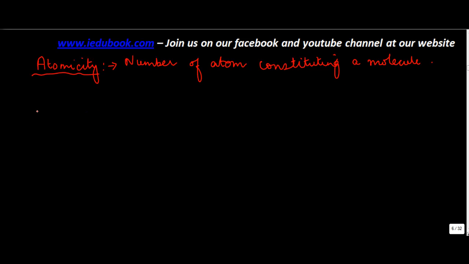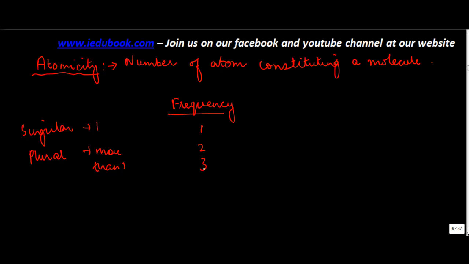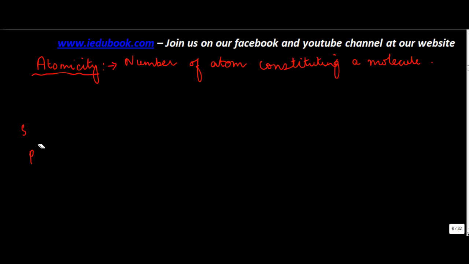Now, you would have seen that when you read English, you have singular and you have plural. Singular is one, plural is more than one. Similarly, you would have seen in mathematics, frequency. Frequency is one, two, three, and so on. Similar to these, in chemistry, you have atomicity, insofar as atoms are concerned. Now, what do you mean by atomicity? Atomicity is basically the number of atoms constituting a molecule.